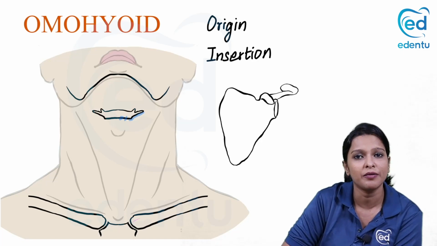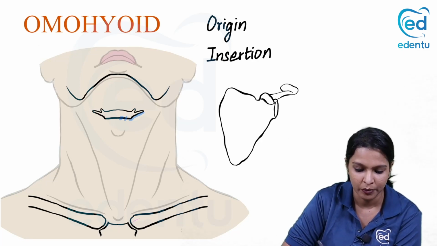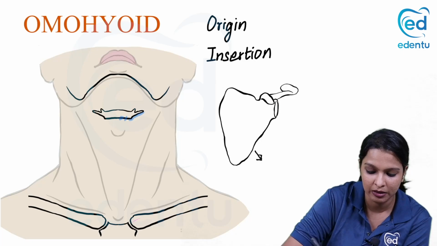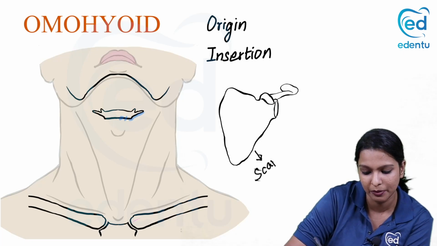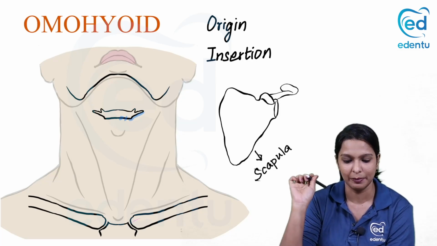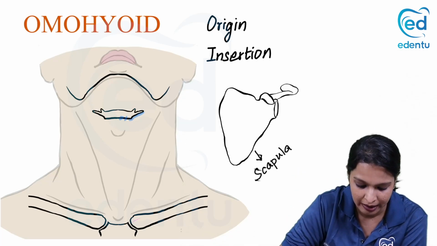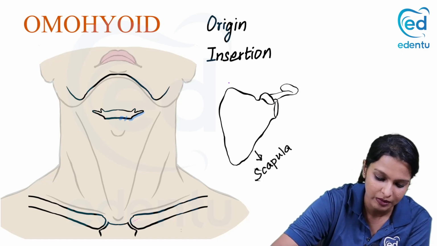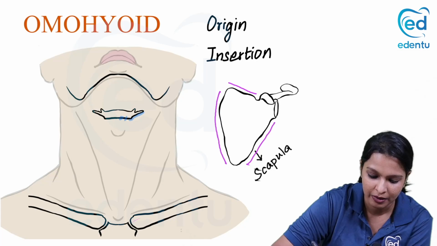Now for this you have to know about another bone also. What is this bone? It is present in the shoulder. It is called the scapula, which forms the shoulder blade. Now you have to remember it has three borders: this is the superior border, medial border and lateral border.